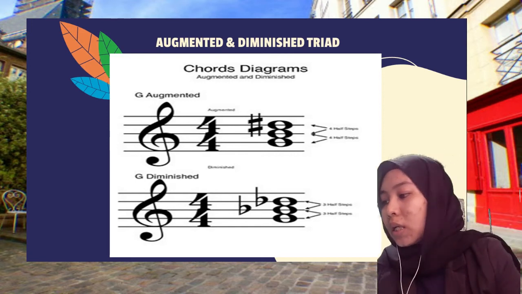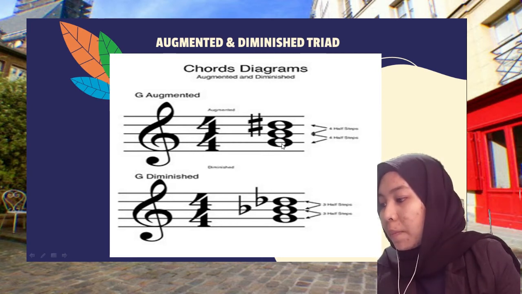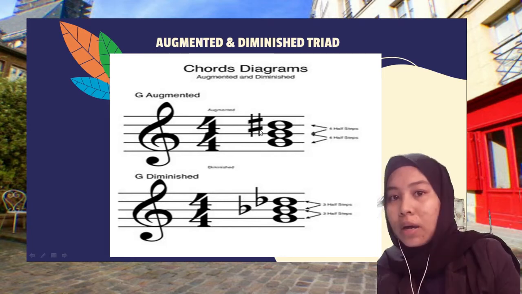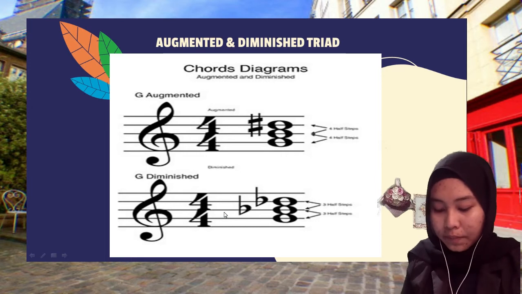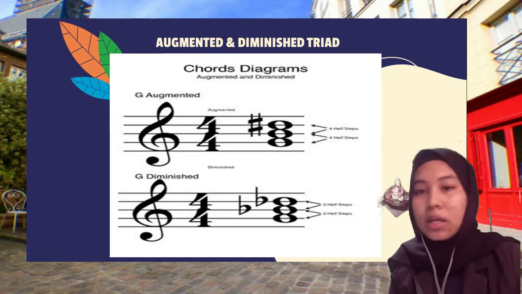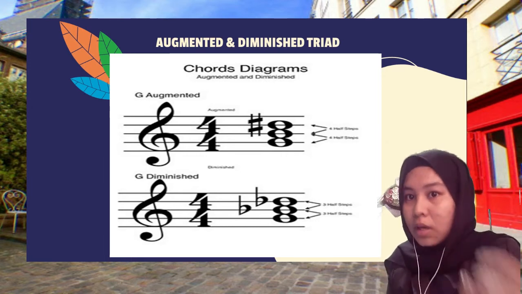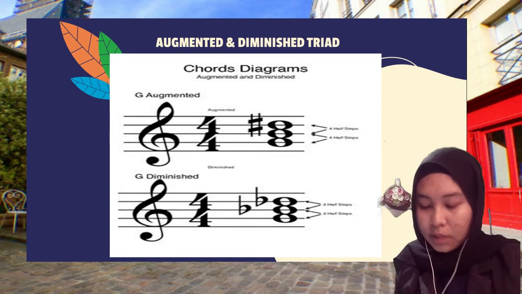So here on the screen you can see the G augmented, which is G, B, and D. The D from the natural, from the major, was raised as the fifth, and it becomes D sharp. And then the last type of triad is the diminished.